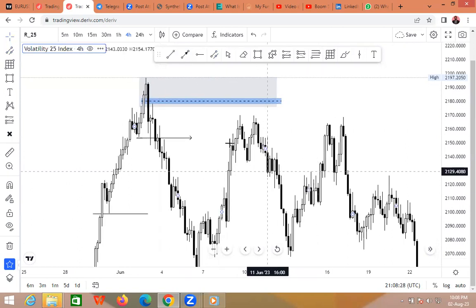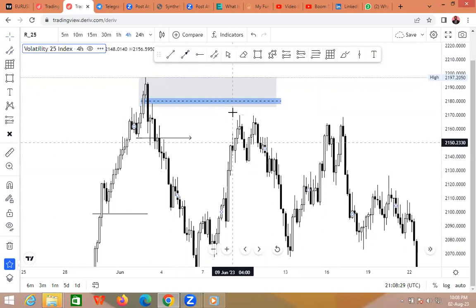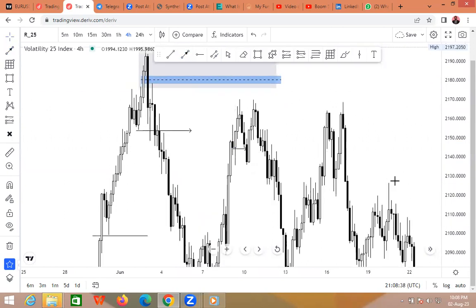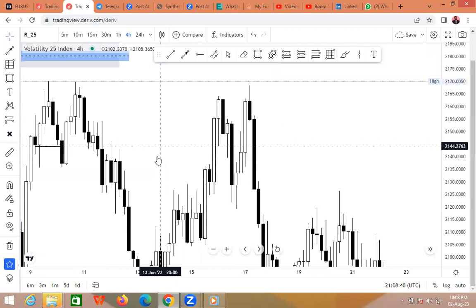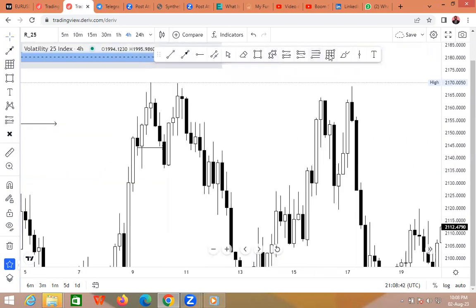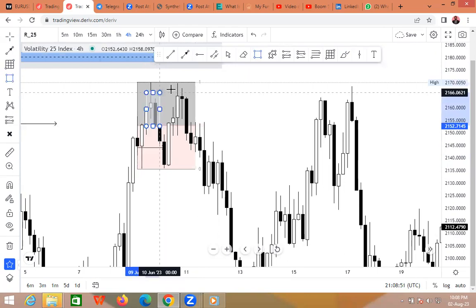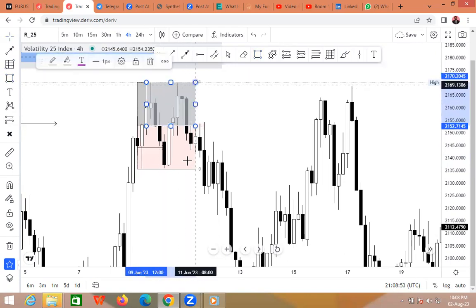Yet price still gave you a break of structure when price came here. See, price broke structure here. See, that was the break of structure. When price broke structure, I'll be looking for 50% of this. So from this week to this zone, that's a 50%. And price came there beautifully.